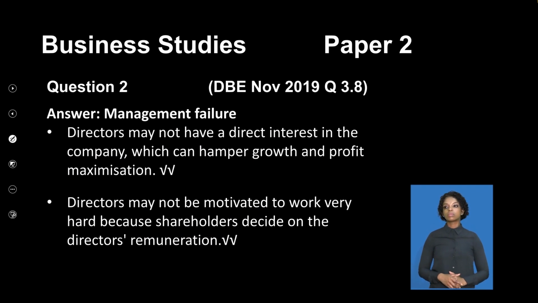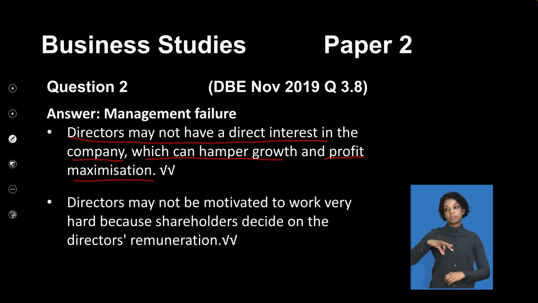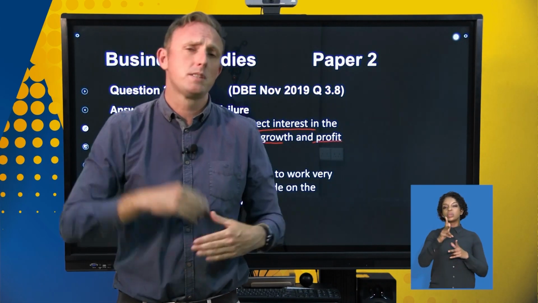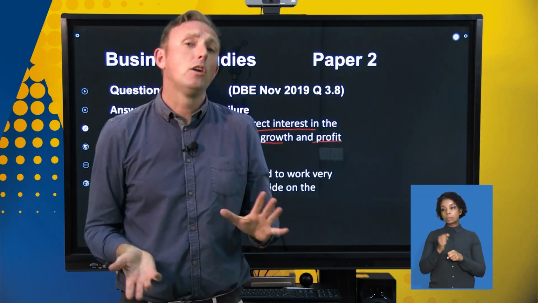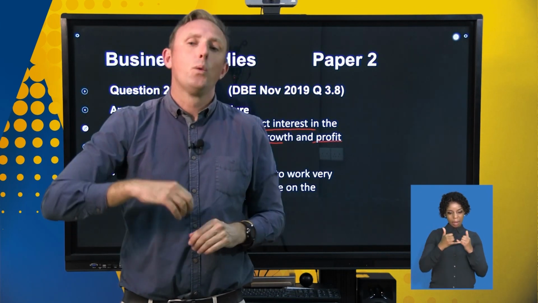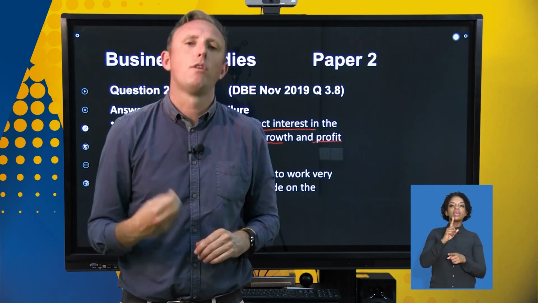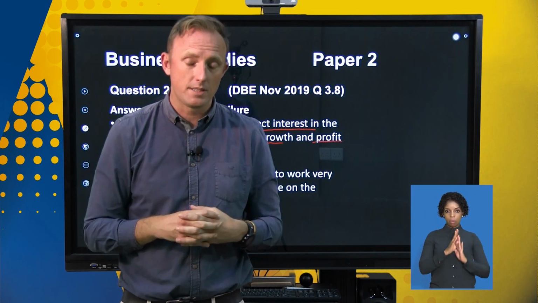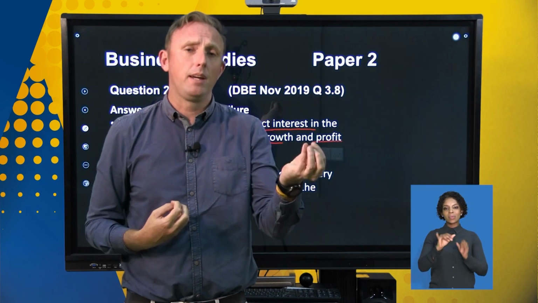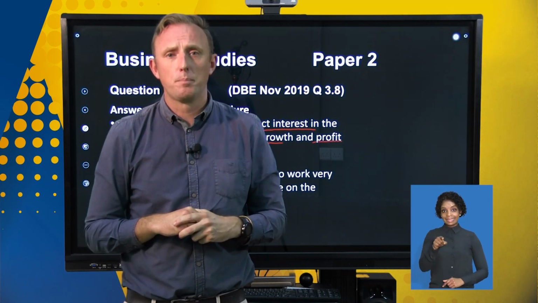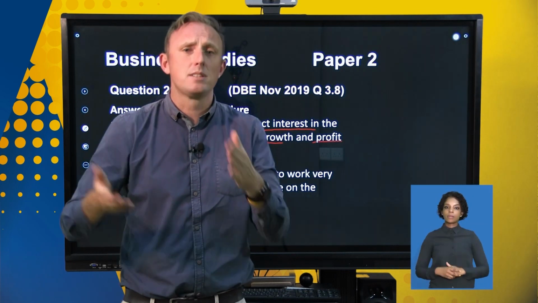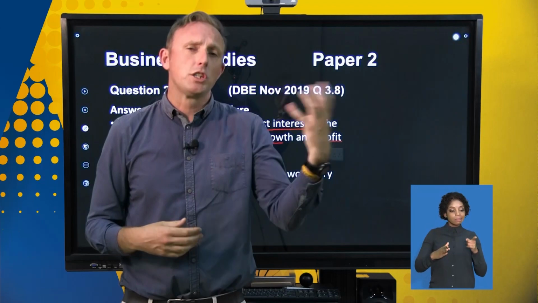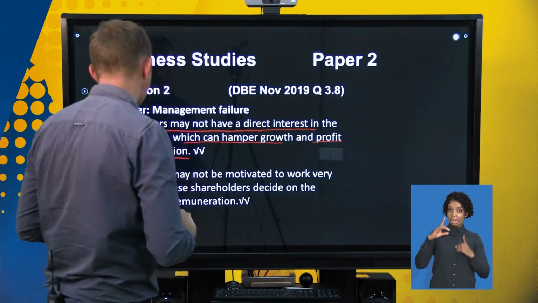If we look at management failure, directors may not have a direct interest in the company, which can hamper growth and profit maximization. So sometimes you get some directors who are serial job hoppers, and they go from one company to the other. They're looking out for their own interests, where they might not be looking out for the interests of the organization, which could be a direct conflict for the business. You know, the shareholders want the business to succeed, where the directors are just looking after their own personal interests.